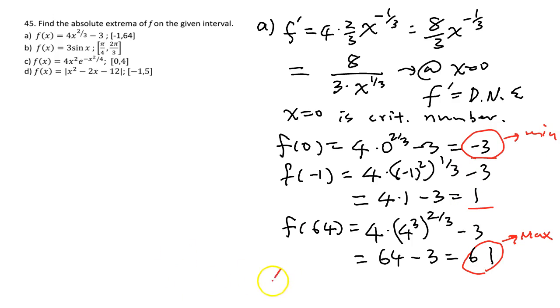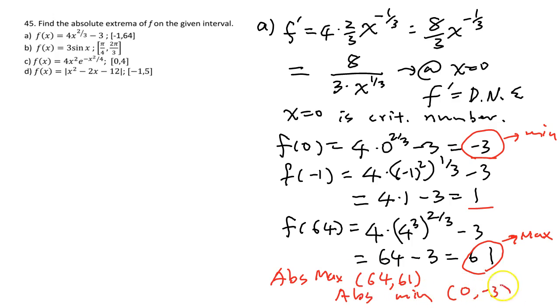So we can say that the absolute max is (6, 1) and the absolute min is (0, -3). Okay, for part B, f prime of x equals 3 cosine of x.